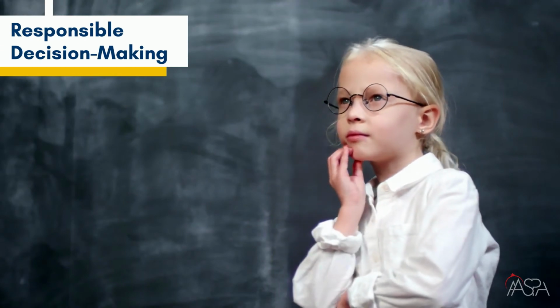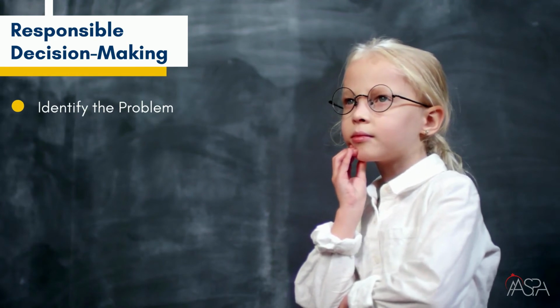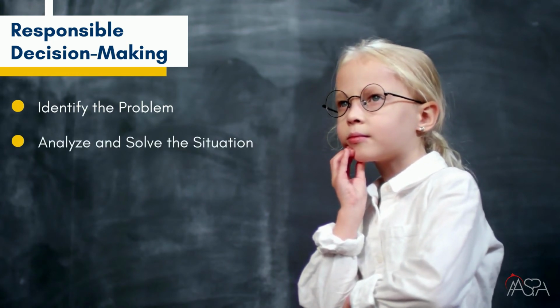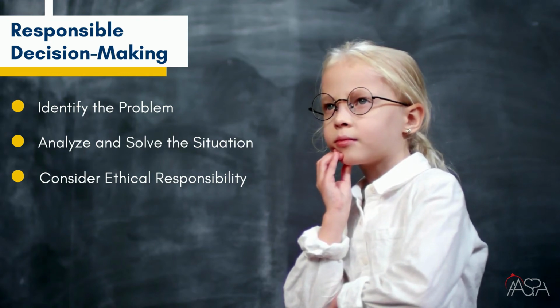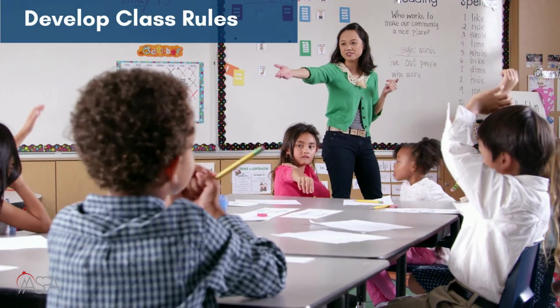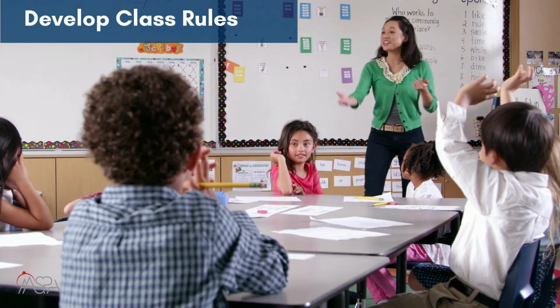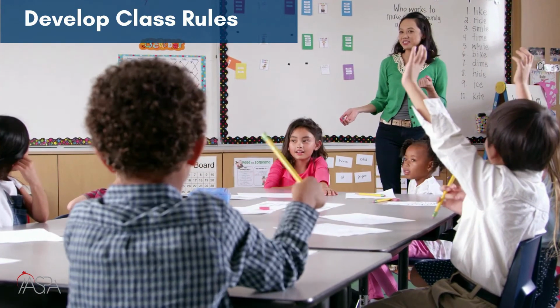Responsible decision-making is the ability to identify a problem and make constructive decisions to solve the problem while taking into consideration ethical responsibility. Involve your students in creating a class contract. When students are part of the decision-making, they're more likely to follow school and classroom rules.